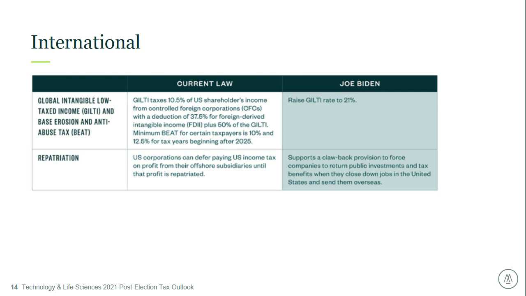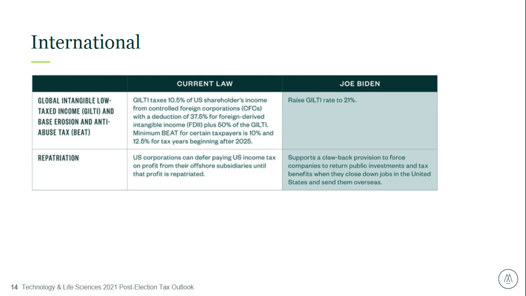The other item as part of the current law is what's called FDII, or Foreign Derived Intangible Income, and that provides a benefit for U.S. businesses that are making things in the U.S. and selling them overseas. So those are the two items there. Joe Biden's plan looks to keep the GILTI in place, but raise the rate from 10.5% to 21%.